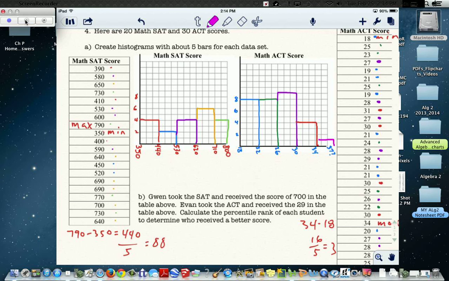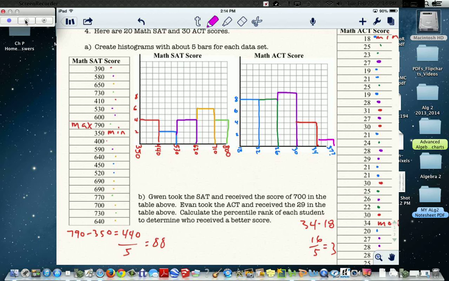Okay, let's bring it back. I've drawn my histograms. The SAT scores on the left have 20 students. The histogram on the right for the ACT, there are 30 students, and you can kind of see how I did this. We want 5 bars.